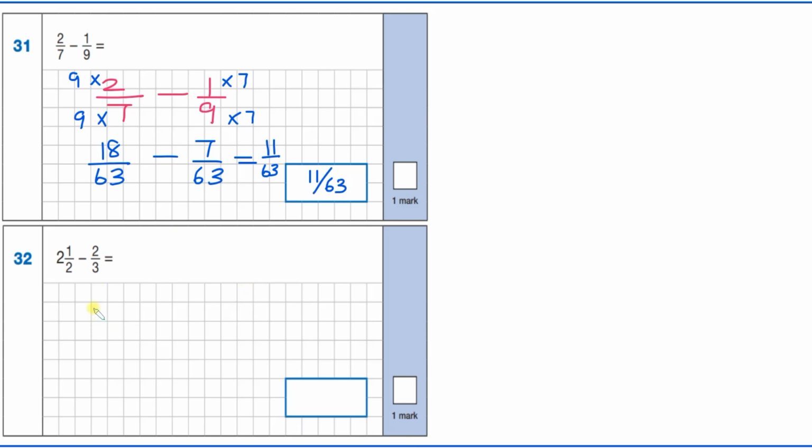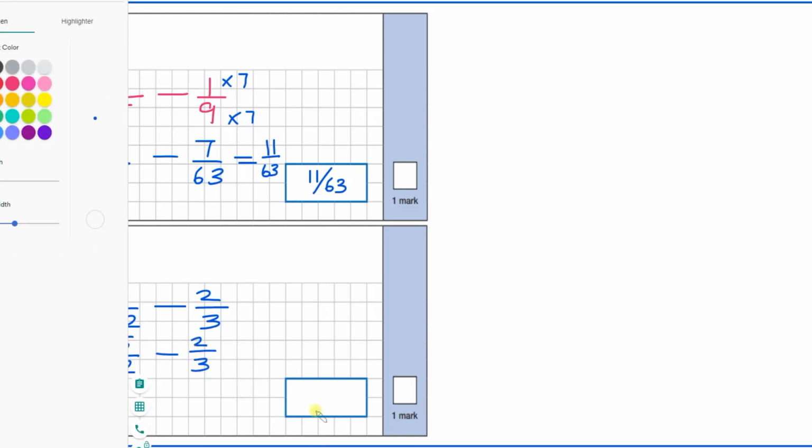Now the next question is 2 1/2 minus 2/3. This kind of question, you need to make both fractions top heavy numbers, improper fractions. So 2 times 2 is 4. 4 plus 1 is 5 over 2 minus 2 over 3.